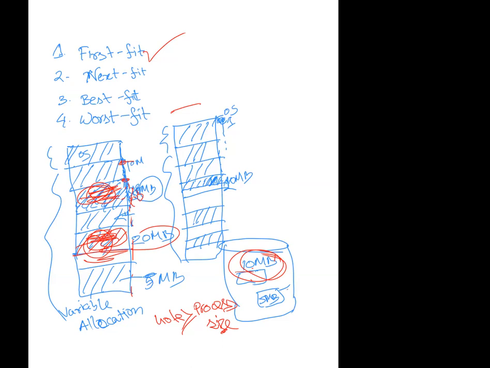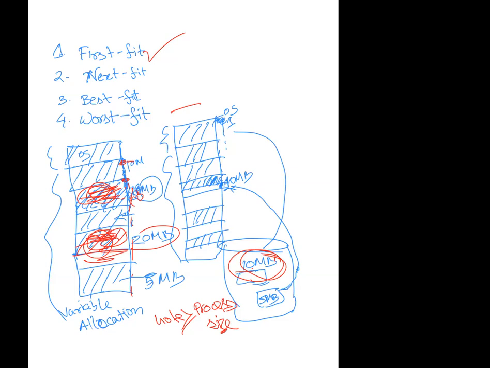Actually, it doesn't start from the beginning every time. When the first process comes, it starts from the beginning. When the next, consecutive process comes, it starts from where it left off last time. Last time it found the space for 10 MB here, so it starts searching for space for a 5 MB process from that point.